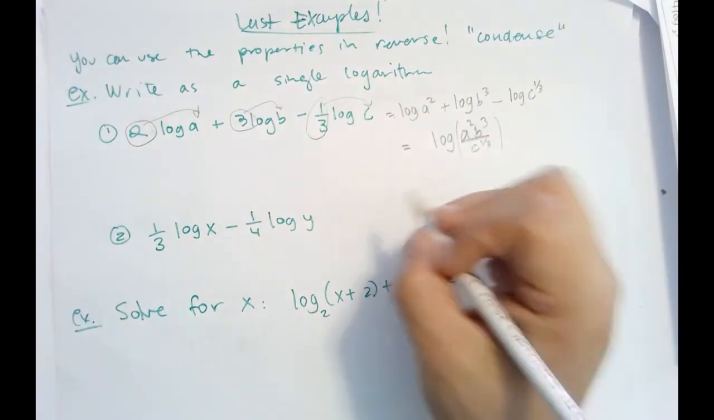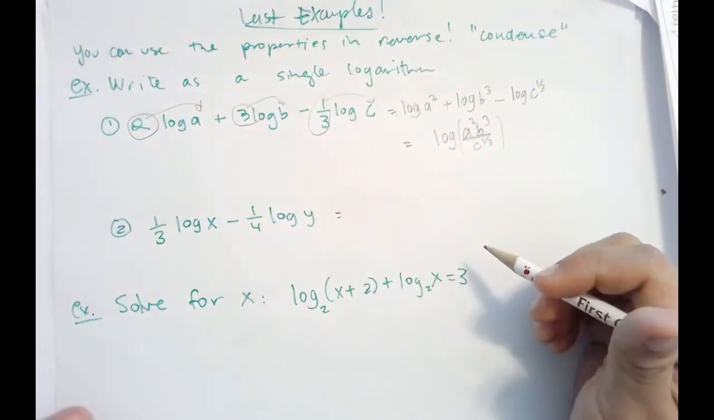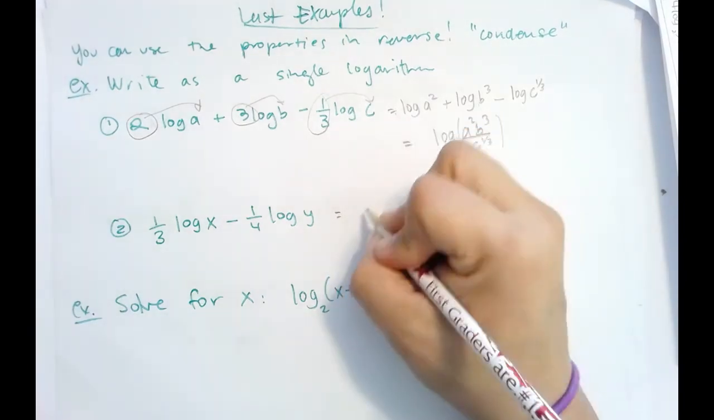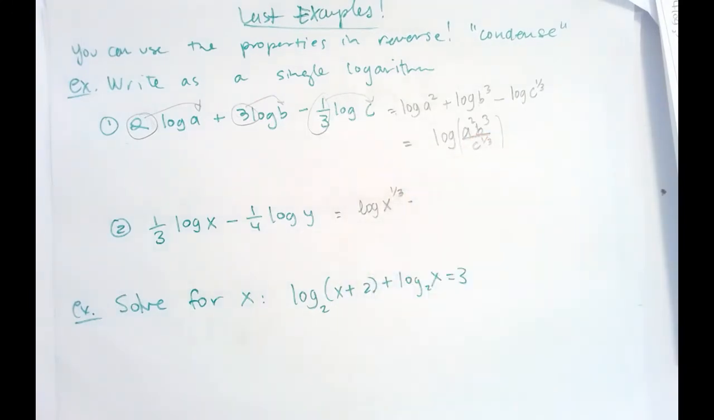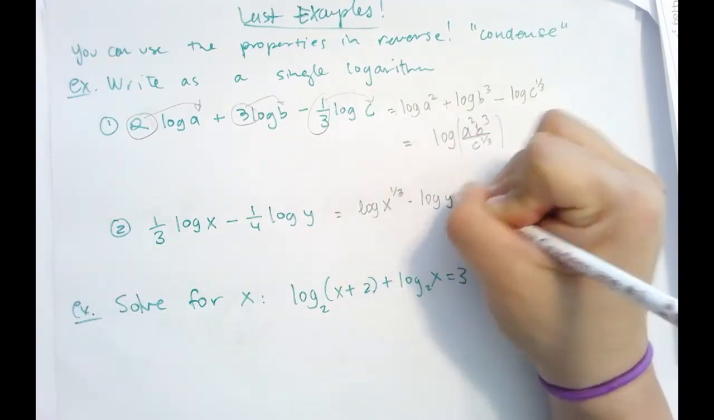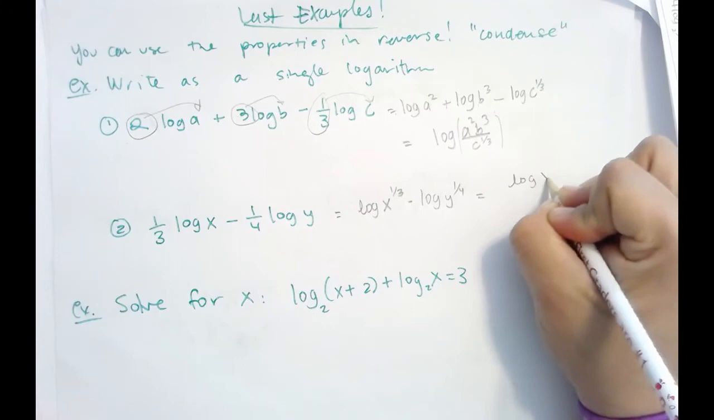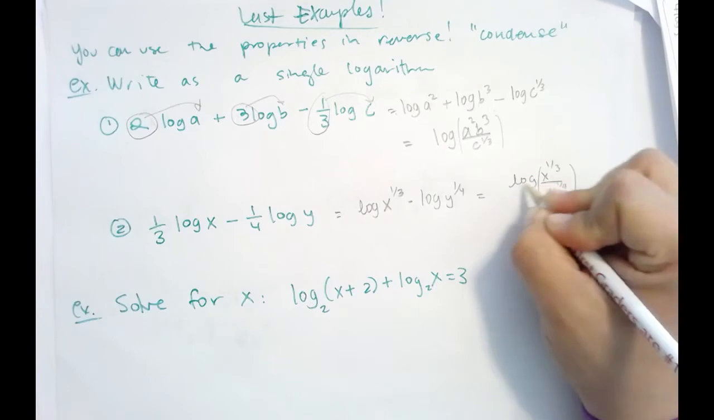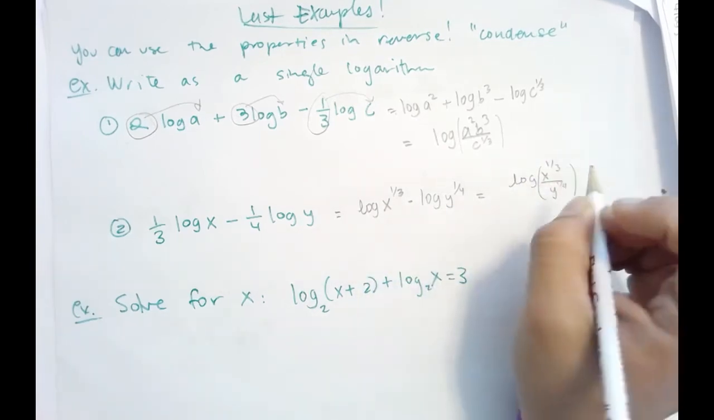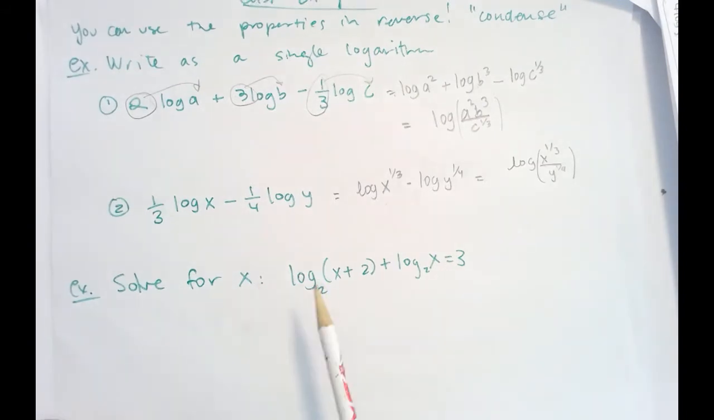So let's do another example. Okay, so we continue. We're going to use the power property, and we write this as log of x to the 1/3 minus log of y to the 1/4. And then we can rewrite that as a quotient, log of x to the 1/3 power over y to the 1/4. Okay, so we condensed this. We rewrote this as a single logarithm. Now we're going to write this expanded log in condensed form in order to solve for x.